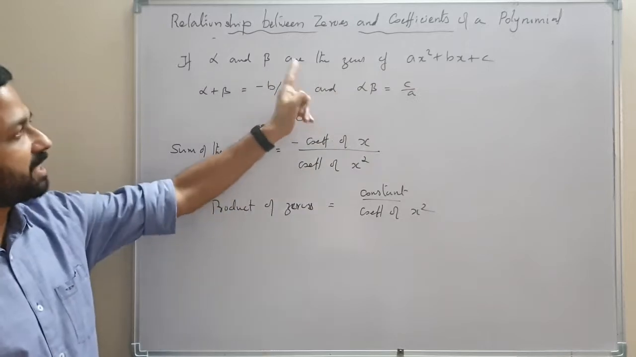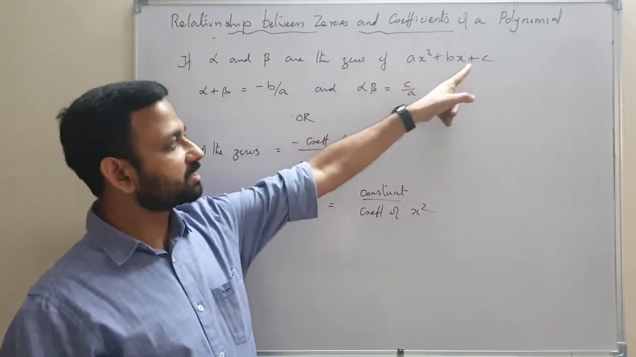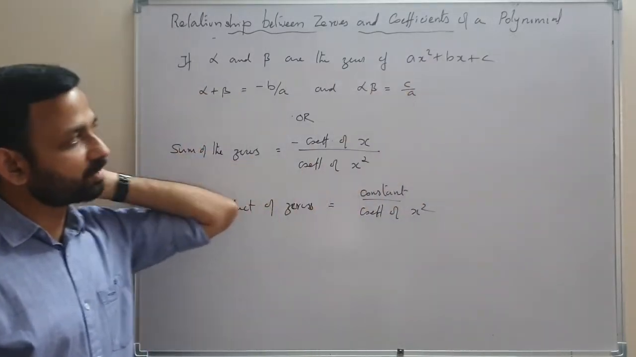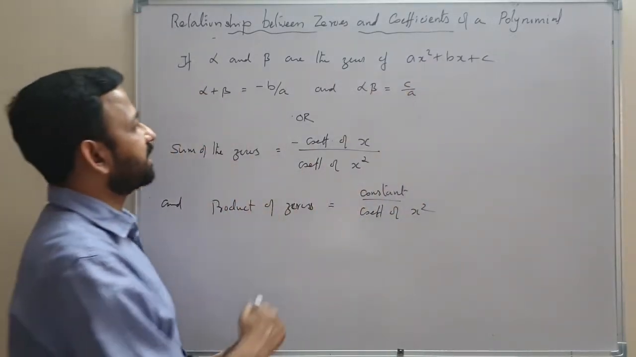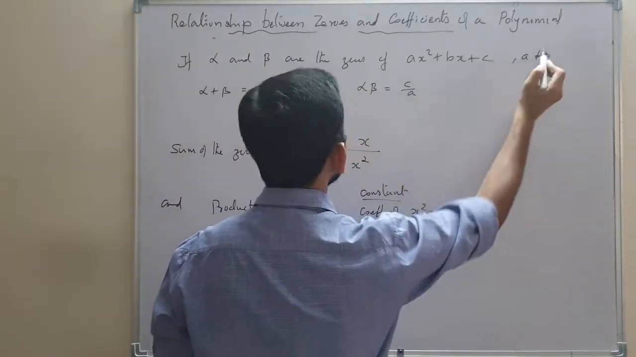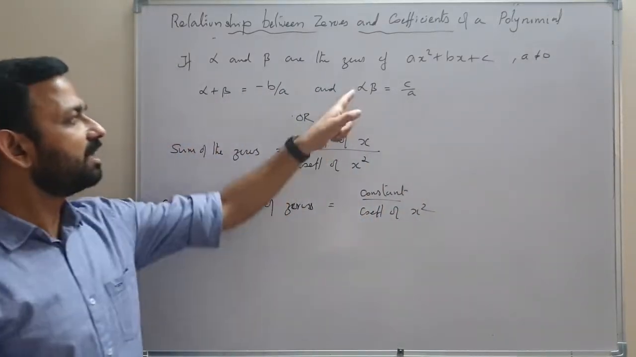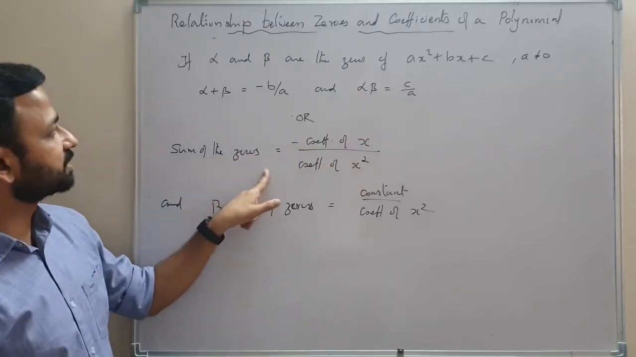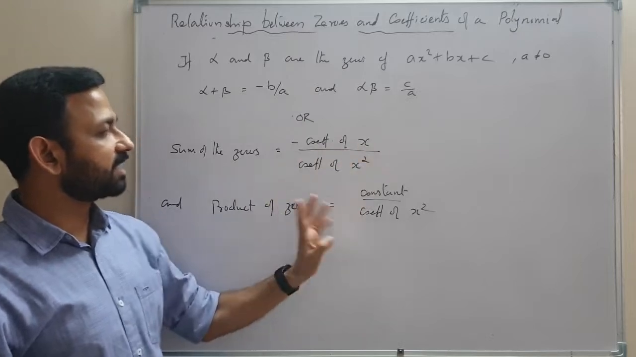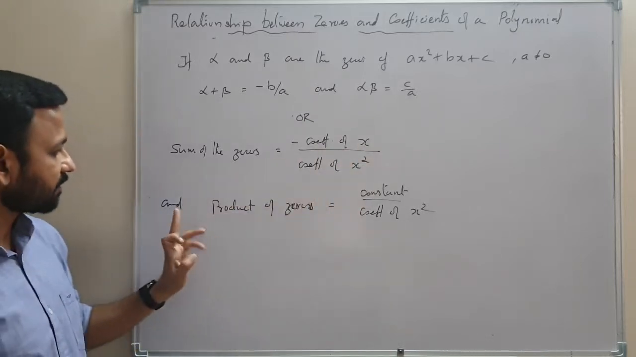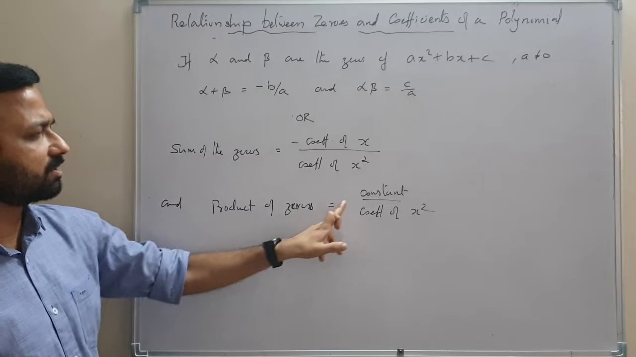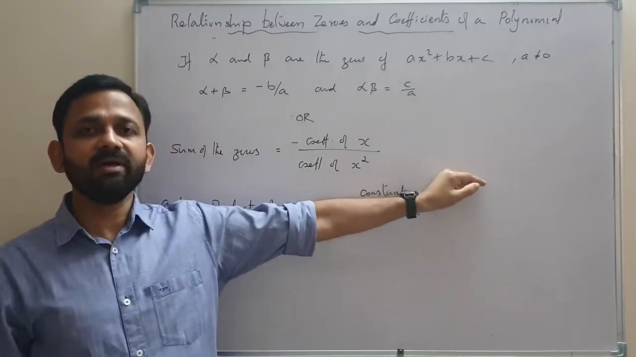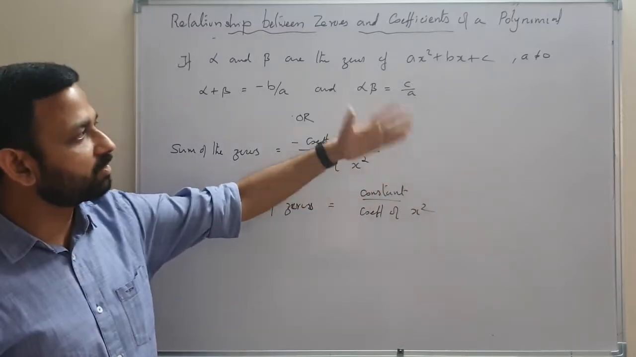So if alpha and beta are the zeros of ax square plus bx plus c, where a not equal to 0 because it's a quadratic polynomial, then alpha plus beta is minus b by a, and alpha beta is c by a, or we can write the sum of the zeros equal to minus coefficient of x upon coefficient of x square, and the product of the zeros equal to constant upon coefficient of x square. So this result is very, very important. By using this result we can do some questions.